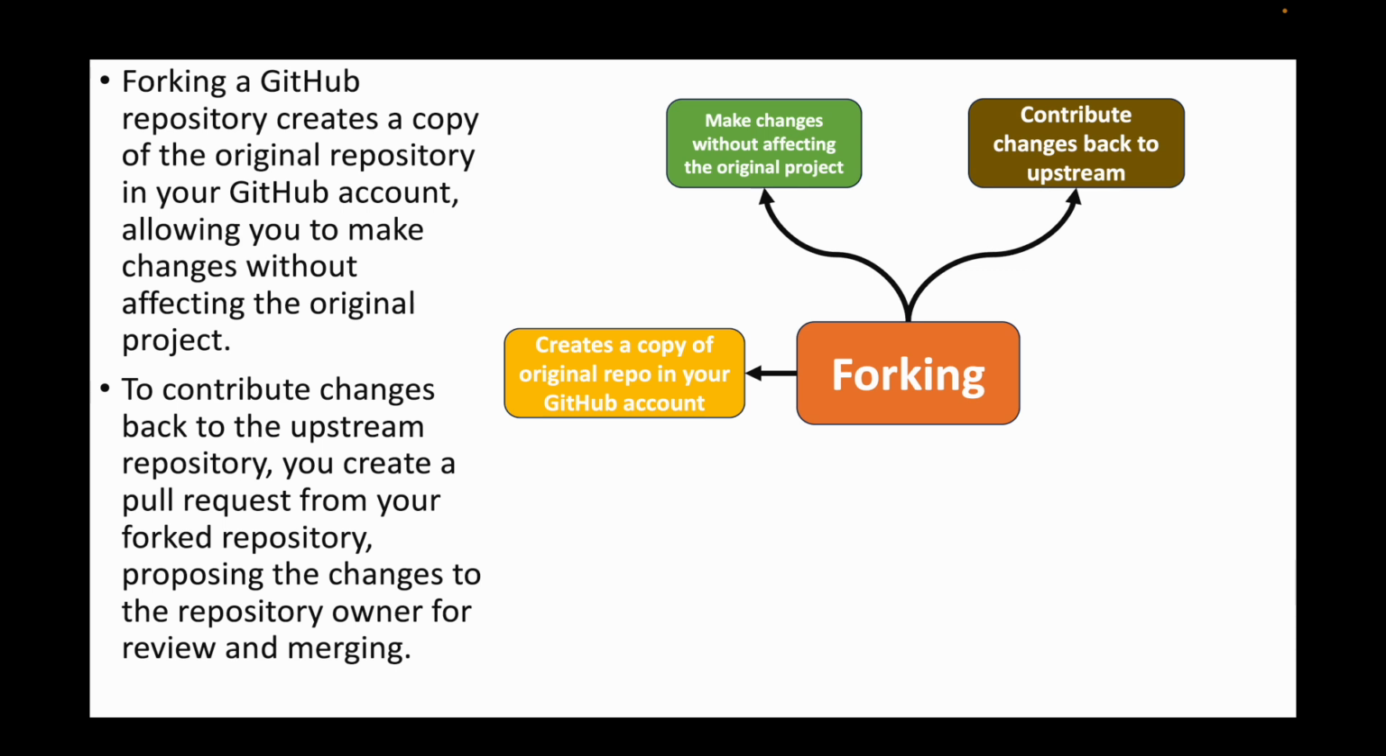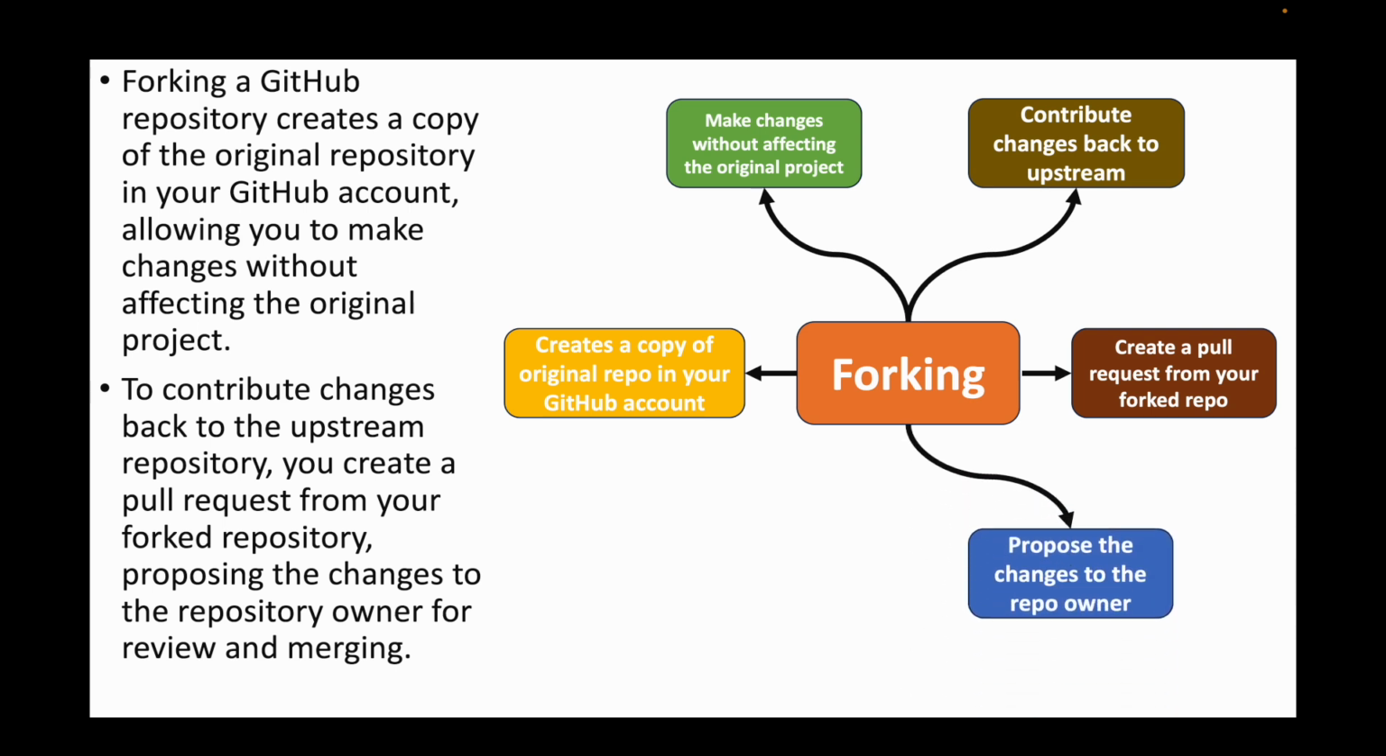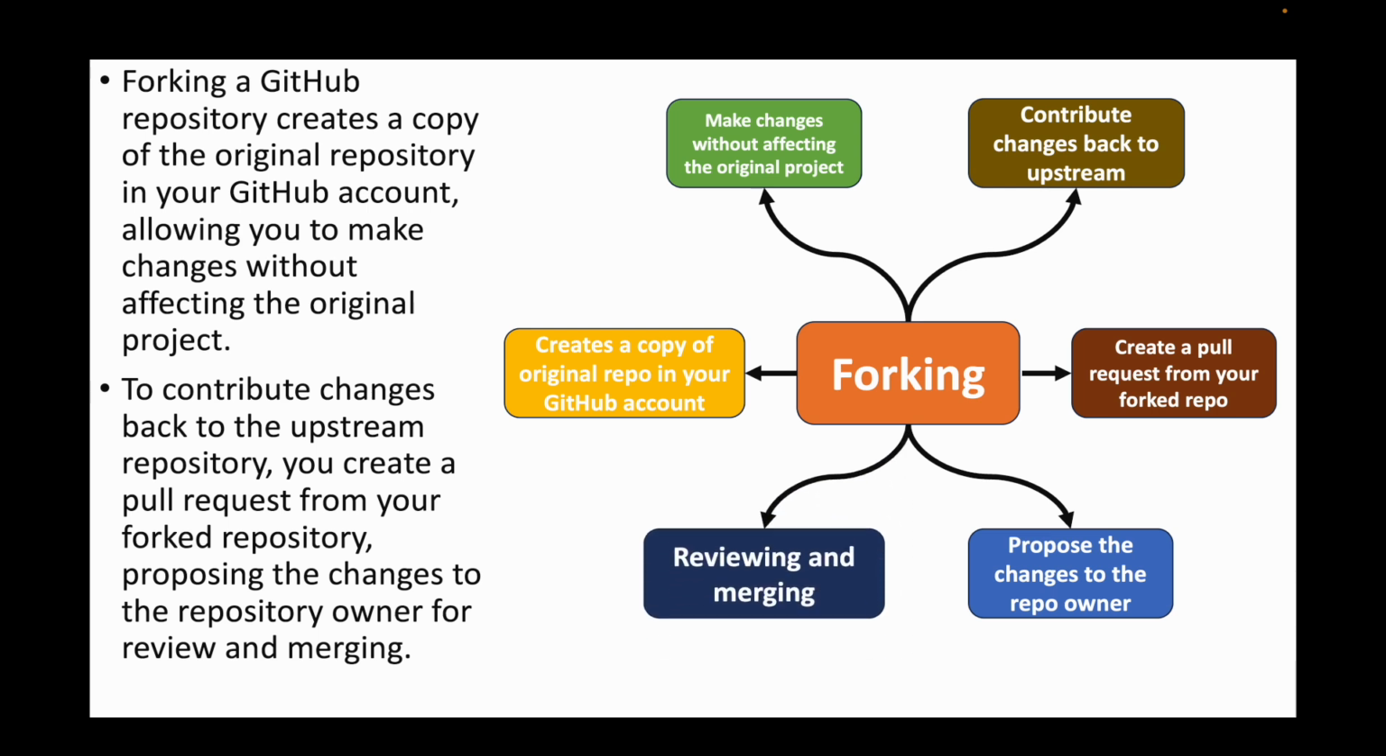For this, you can create a pull request from your forked repo, propose the changes to the repository owner, and then ask them to review and merge the changes in the original repo. So maybe you want to add a new feature to a project. You can do that in your account, and then you can create a pull request and ask the owner of that original repo to review and merge the changes in the original repository. So that's how you can merge the changes.